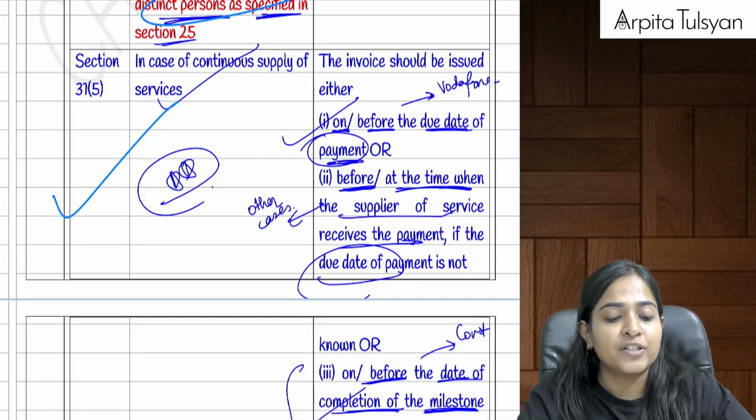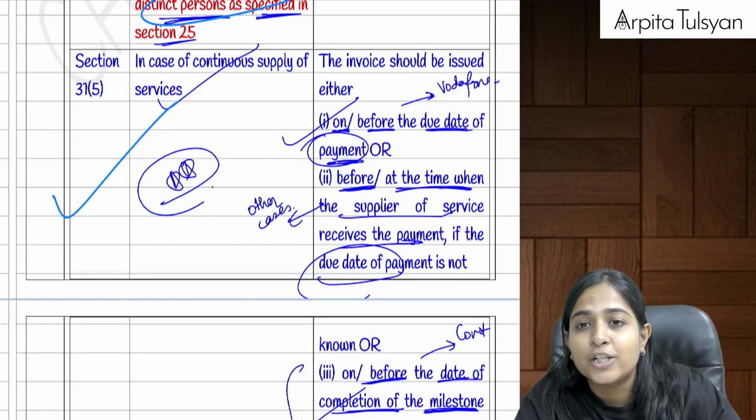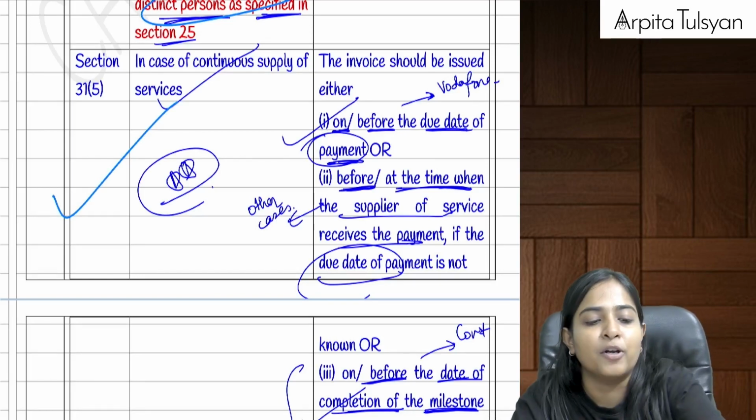In case of continuous supply of goods, the invoice should be issued on or before the issuance of the periodical statement or receipt of periodical payment.